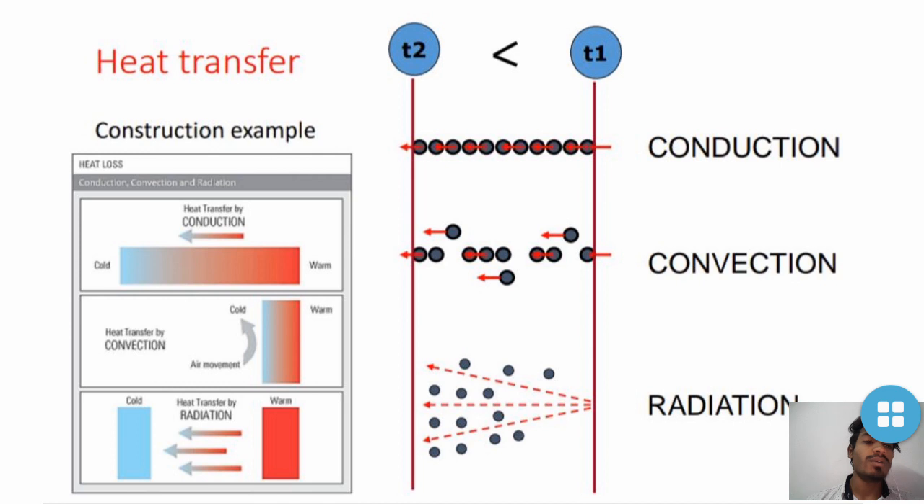Here there are some more examples, temperature 1 to temperature 2. Here you can see the conduction example. When there is direct contact, the temperature rapidly increases. And in convection also. And here you can see the radiation example also.